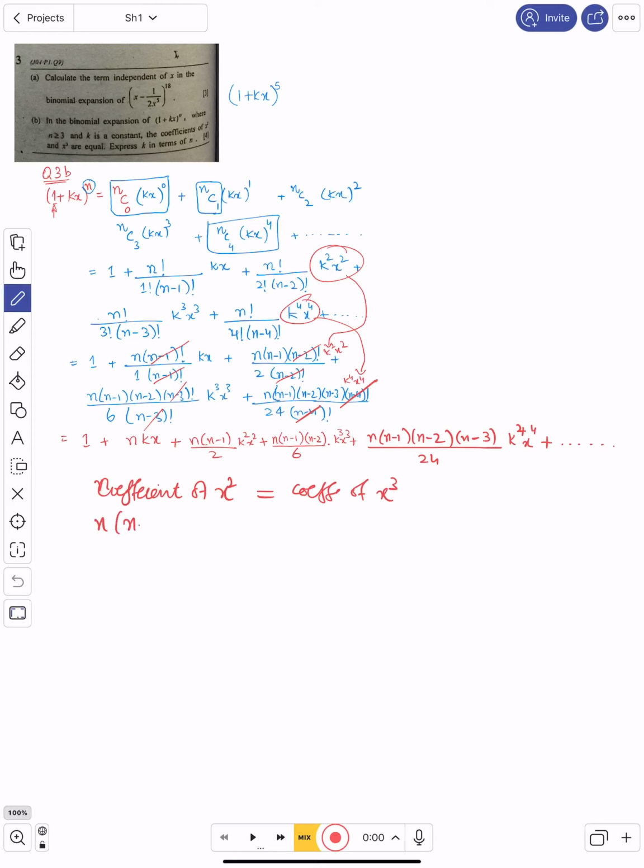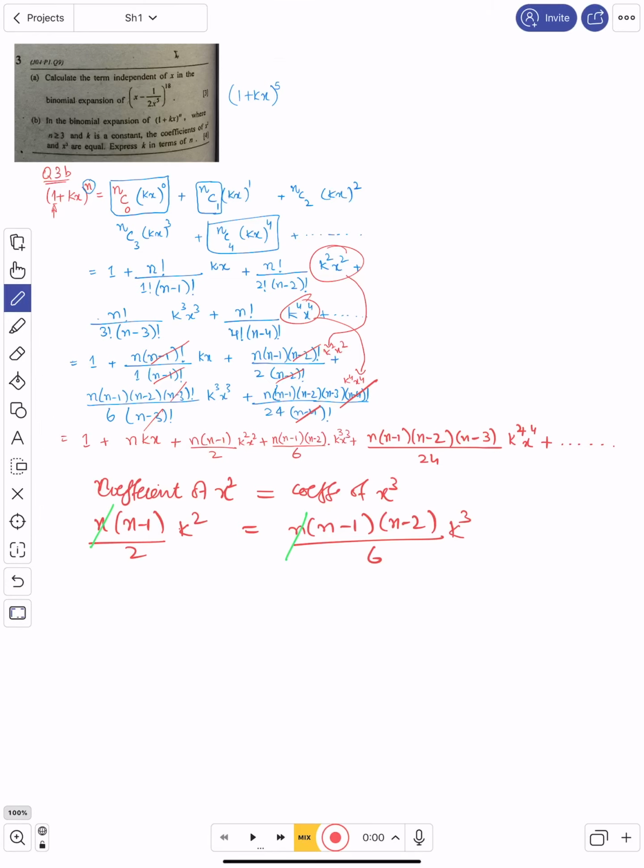x cube: n into n minus 1 over 2 k square and n into n minus 1 n minus 2 upon 6 k cube. Okay, so coefficients you have to write, not the family of x square along with them. Okay, we are going to write x square and x cube here. That will be wrong. Okay, now you can cancel something.